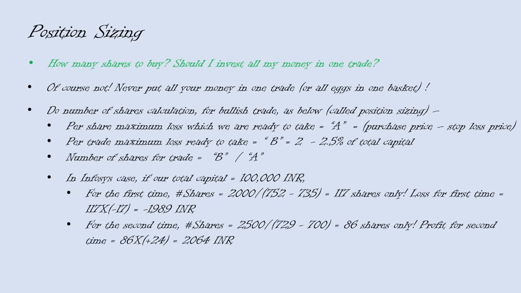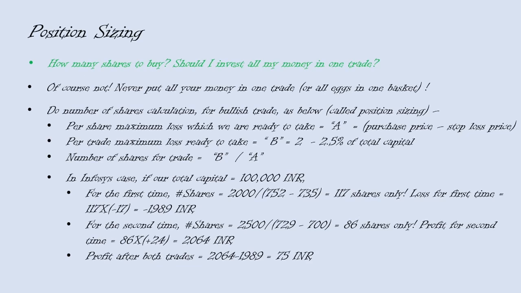So the second time, let's say we are able to spare 2.5% of our total capital, and if you remember, our purchase price was 729 and our stop loss was at 700. So the number of shares we can buy is nothing but 2,500 divided by 29, that is 86 shares only. Okay, so what is the profit we made? We made 24 rupees profit per share, 86 multiplied by 24, so the total profit was 2,064 INR.